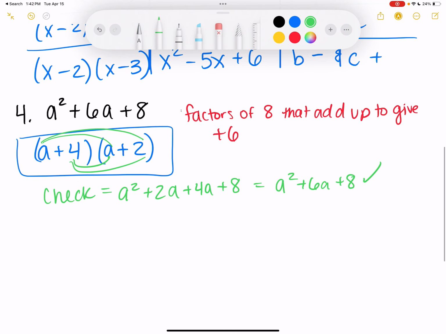And you don't have to draw these little lines every time. I usually don't. I'm just doing it right now so that we can see what's going on. Number 6. I'm going to change the variable because I don't really like the variable of s. So I'm going to change it to x. So x squared minus 10x plus 16.